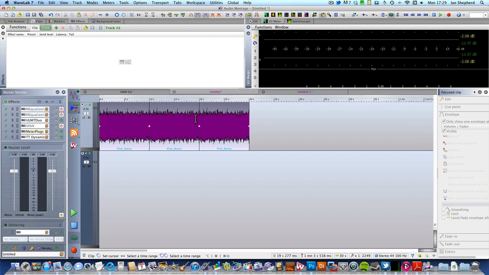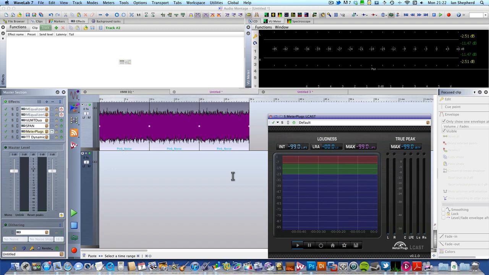So now let's open up a loudness meter. I'm using the Meterplugs Lcast meter. It's a very easy to use, affordable loudness meter, but you're seeing these meters coming out more and more. You're going to see these kind of meters everywhere in the next year or two. Okay, so let's see how the pink noise reads on the loudness meter.